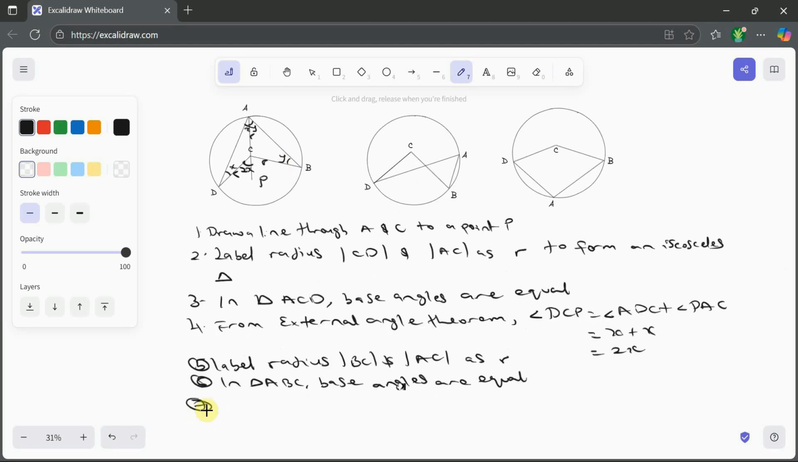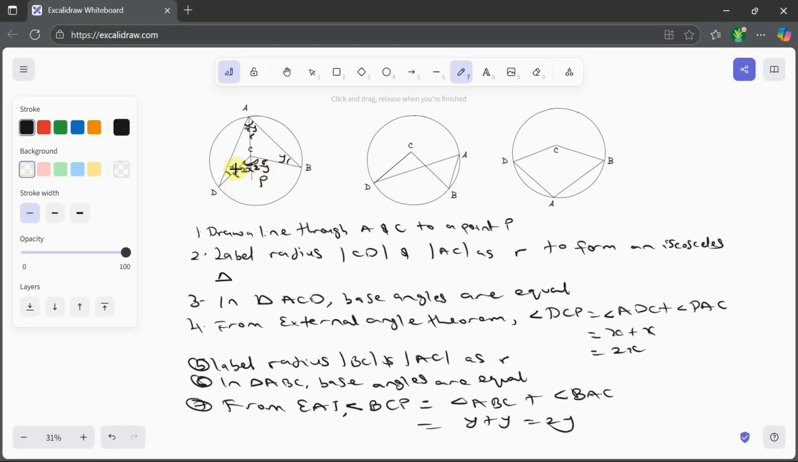Great. So from the external angle theorem, EAT, this is the external angle here. From this point, this line to this point, that is the external angle. So angle BCP is equal to angle ABC plus angle BAC, which is equal to Y plus Y, and that will give me 2Y. So that means this guy here is 2Y.